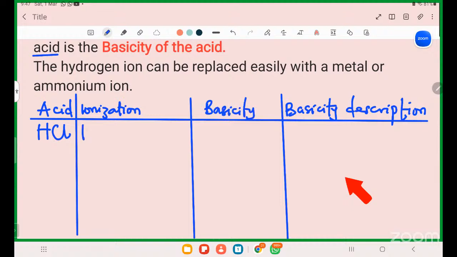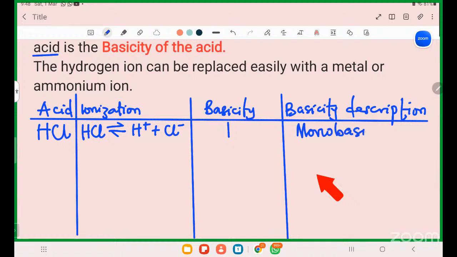Now, we write the ionization equation for HCl. It is going to ionize to give us H plus and Cl minus. So it is only one hydrogen that has been replaced there. If they ask you what is the basicity of hydrochloric acid, you say 1. And by 1, how do you describe it? You say it is monobasic. Hydrochloric acid is monobasic. That is an example.